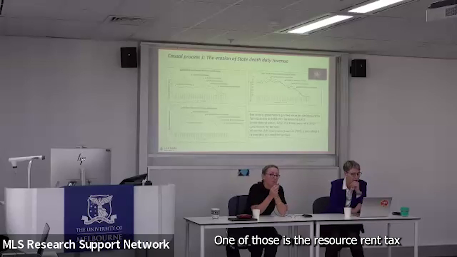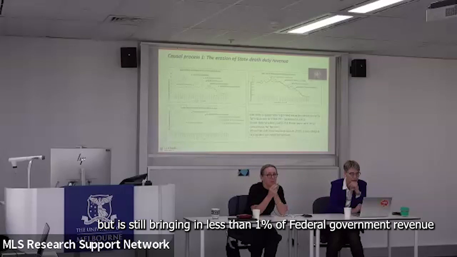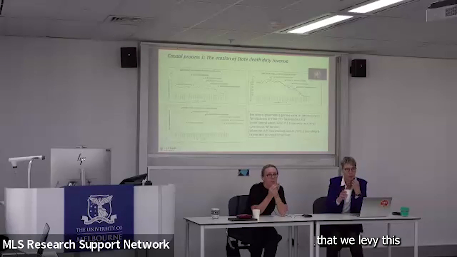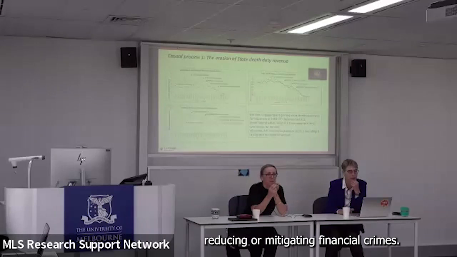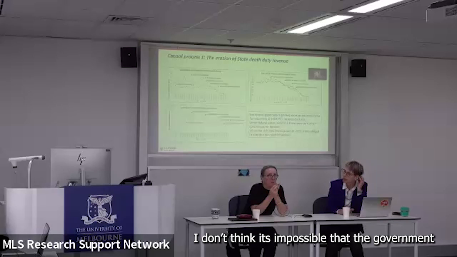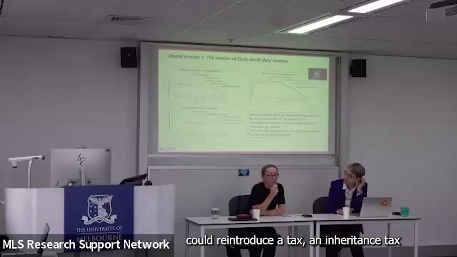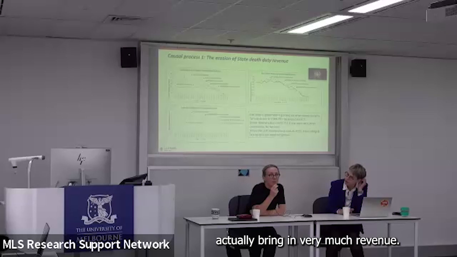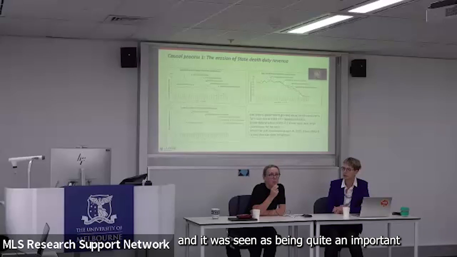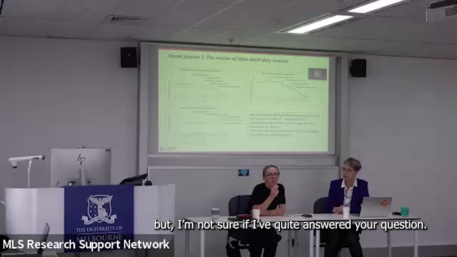One of those is the resource rent tax, which I had a look at quite recently, and that's still bringing in less than 1% of federal government revenue. But people seem to think that it's still quite important that we levy that tax as a kind of measure towards reducing or mitigating environmental harms. So on that basis, I don't think it's impossible that the government could reintroduce an inheritance tax, even if it doesn't actually bring in very much revenue, if the political will is strong enough and it was seen as being quite an important egalitarian justice measure. I'm not sure if I'm quite answering the question.